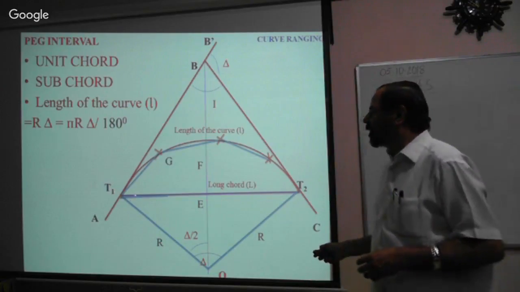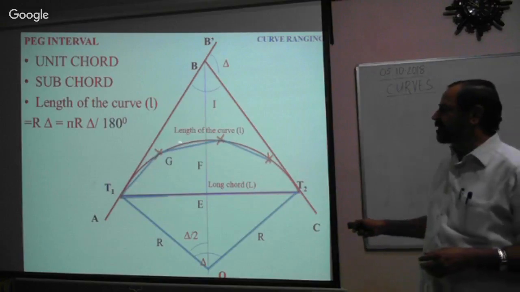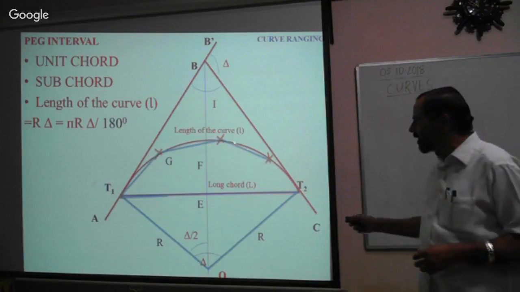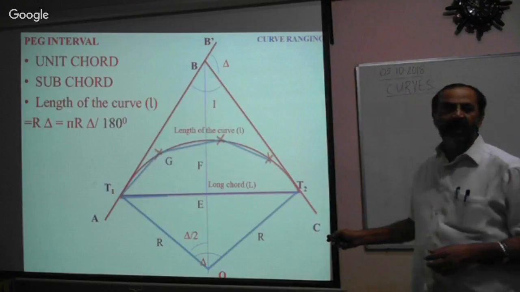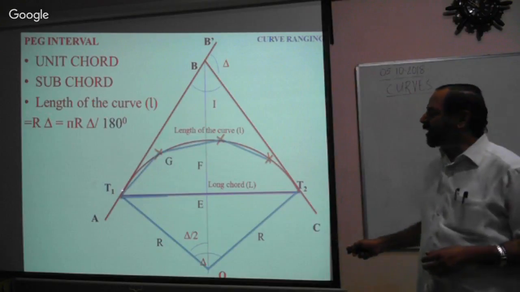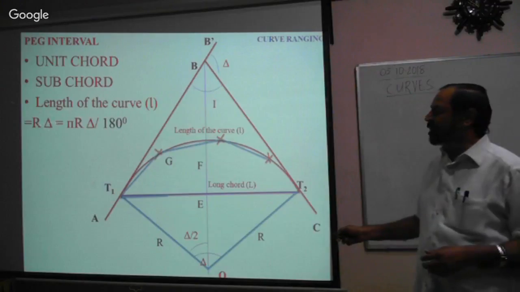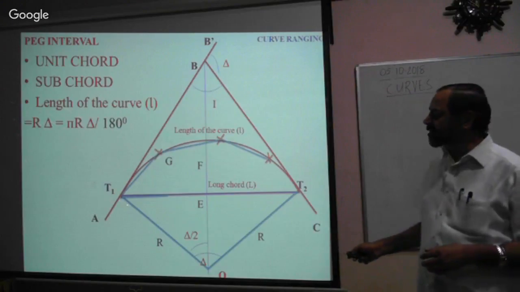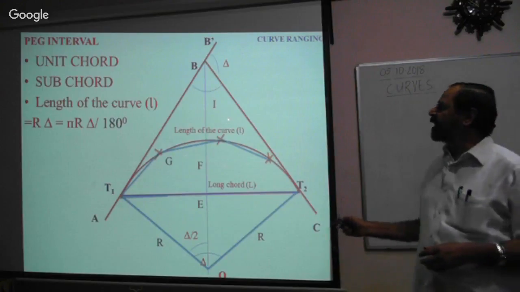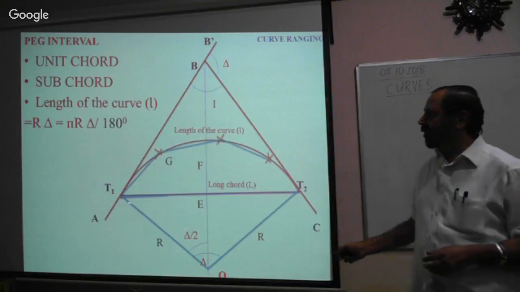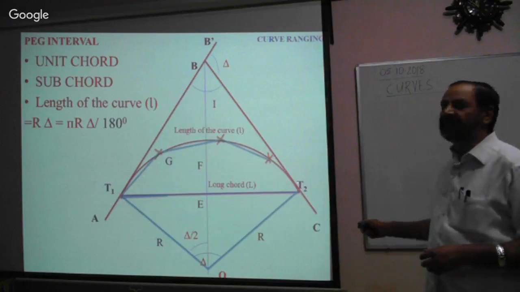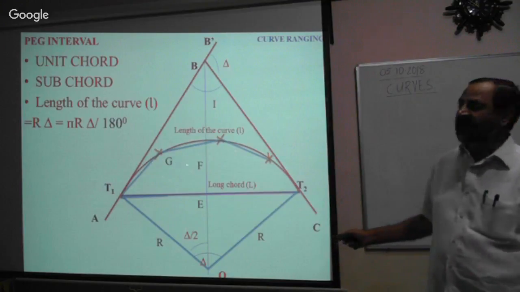Now, how to divide this curve? First calculate the length of the curve by applying R into delta. R is known, delta is also known. R is the radius of the curve, which is used in designing the curve, and delta is the deflection angle. These two are known. Therefore, we are able to calculate the length of the curve.